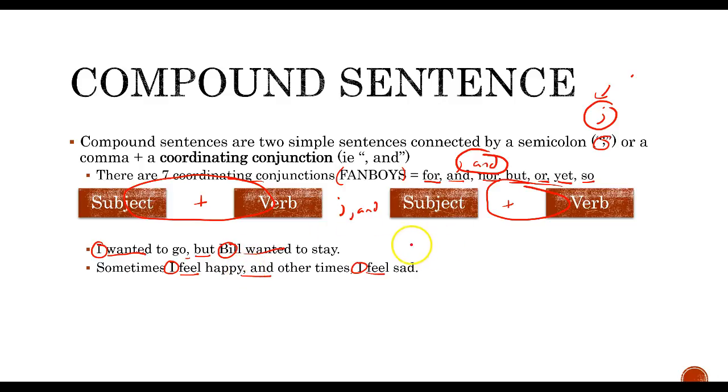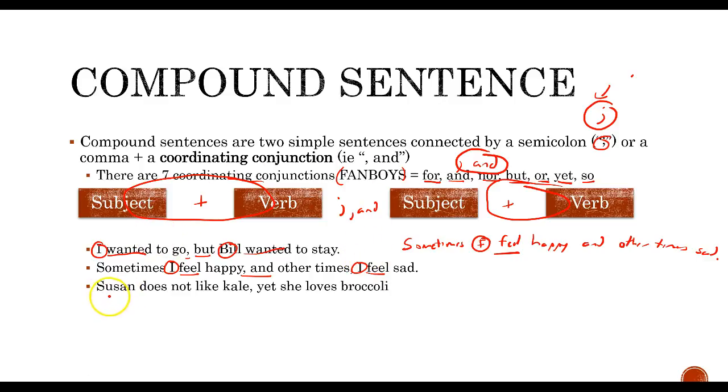If we did this, sometimes I feel happy, and other times sad. Here we would only have one subject. I feel happy and other times sad. Since we put the I back in here with feel back in here, now it's a compound sentence.